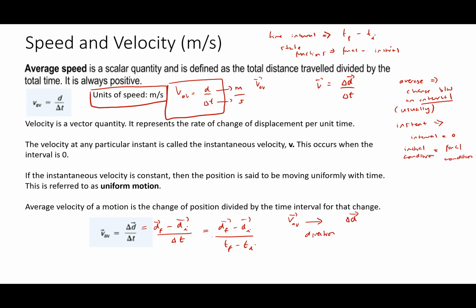Now, why do I have to denote that this is average velocity? There's also another type of velocity called instantaneous velocity. So when we're looking at velocity, we're looking at instantaneous velocity as well as average velocity. The instantaneous velocity is at an instant in time, whereas the average velocity is during a time interval. In both cases, we're still going to use this formula.